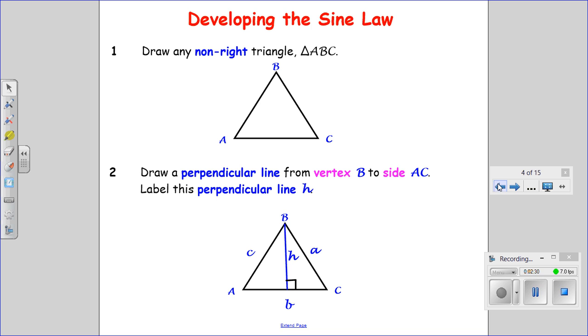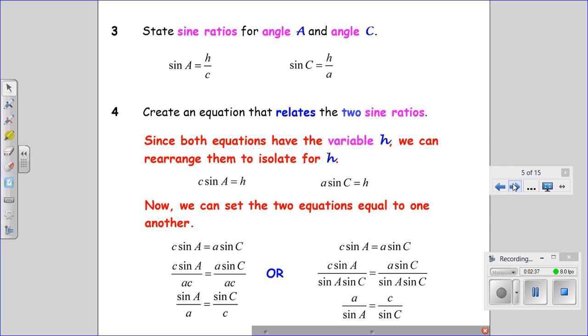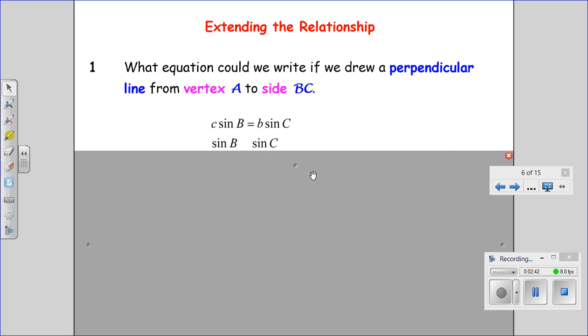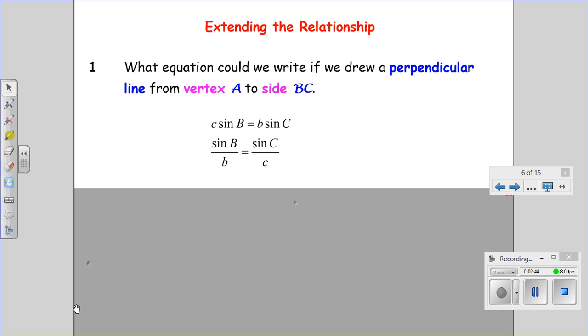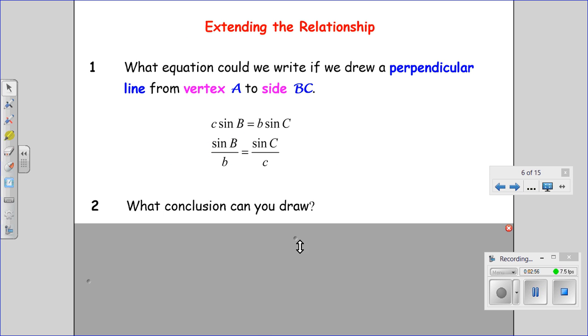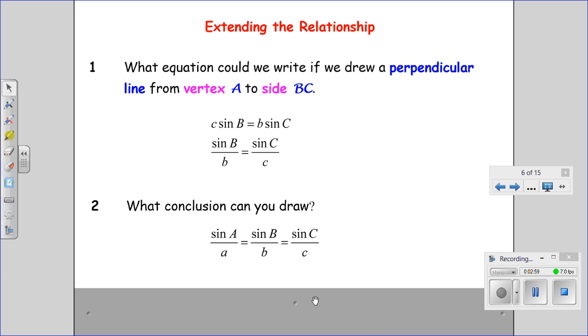Now the only thing I don't have in this equation is a relationship with side B and angle B. If I went back to my diagram and drew my perpendicular from angle A to side BC, I could create a similar relationship. And I would end up with C sine B equals B sine C, which could result in sine B over B equals sine C over C. And I know that sine C over C is also equal to sine A over A. So I can conclude that sine A over A equals sine B over B, which is also equal to sine C over C.